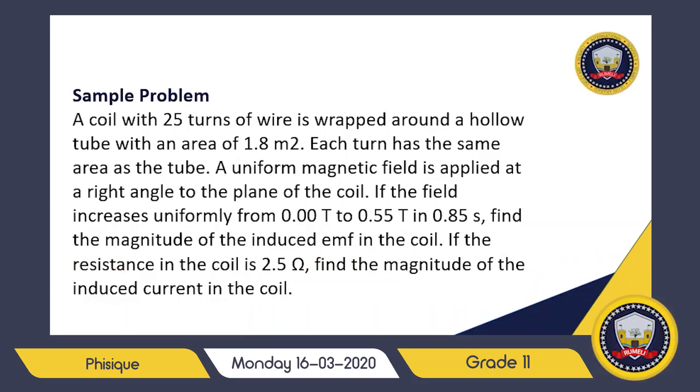So for example, we have a problem here. A coil with 25 turns of wire is wrapped around a tube with an area of 1.8 meters squared. So we have 25 turns, that means N equals 25. We have area equal to 1.8, that means A equals 1.8. Each turn has the same area as the tube. Now a magnetic field is applied at a right angle to the plane. When we have the right angle, that means theta equals 0. Now, the field increases uniformly from 0 Tesla to 0.5 Tesla.